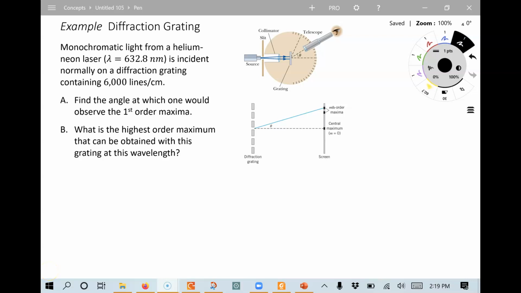Hi, this is an example problem about diffraction gratings from chapter 27. Pause for a moment to read the question. All right, so we are dealing with the diffraction grating here.